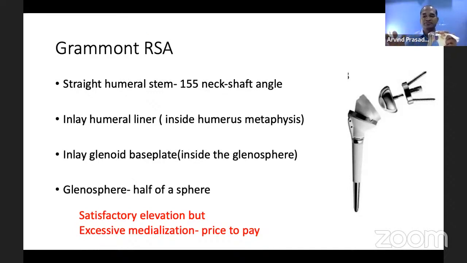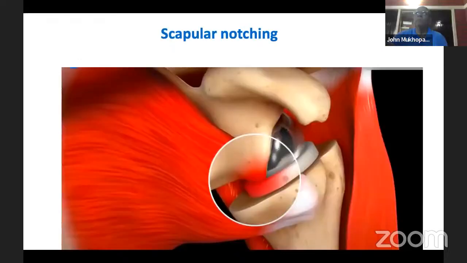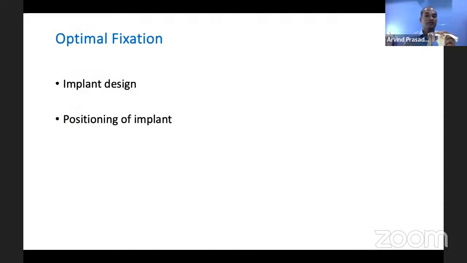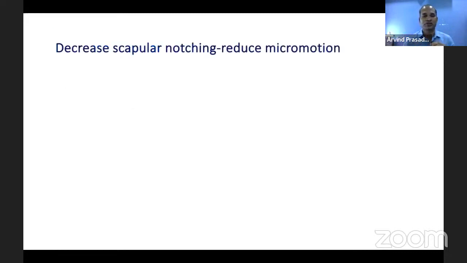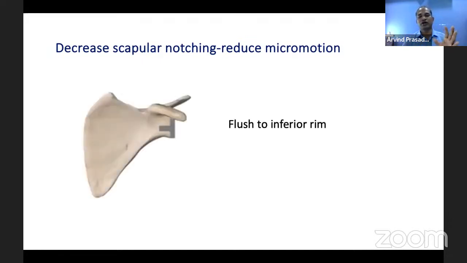But because of excessive medialization, the price has to be paid in the form of scapular notching. So nowadays, the discussion is over the optimal fixation, the implant design, and at the same time the positioning of the implant also. The main focus of implant design and positioning is to decrease the scapular notching as well as reduce the micromotion of the implant. And this starts with the placement of the glenoid base plate, which should be flush to the inferior rim of the glenoid.